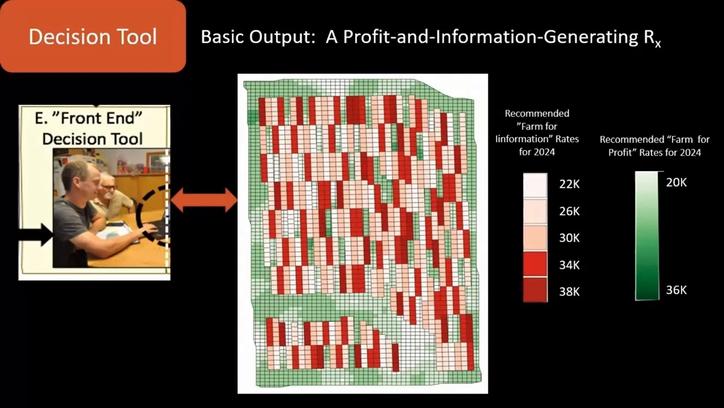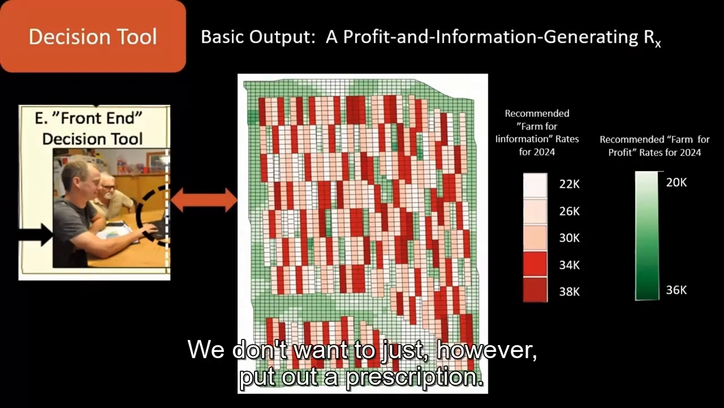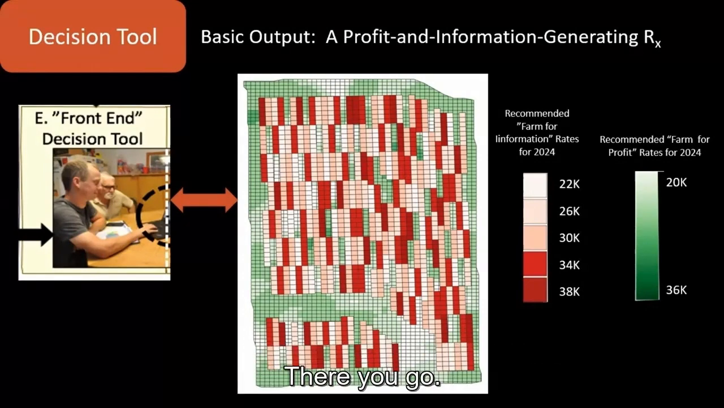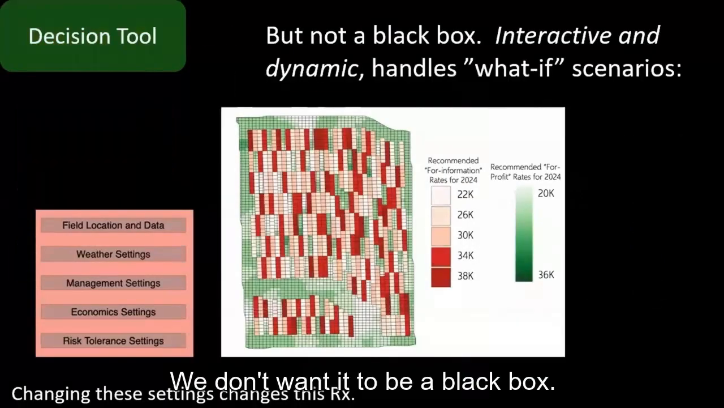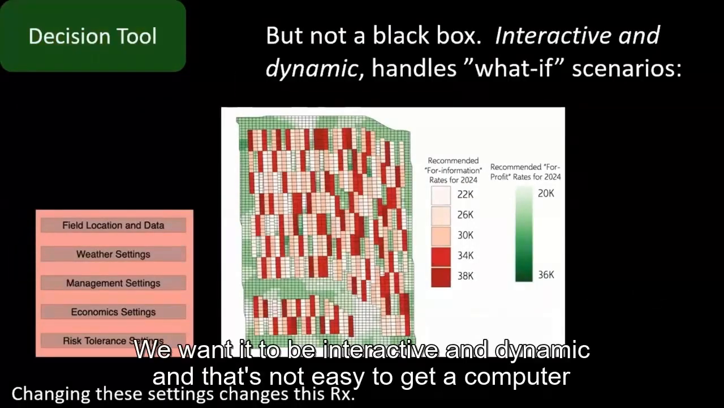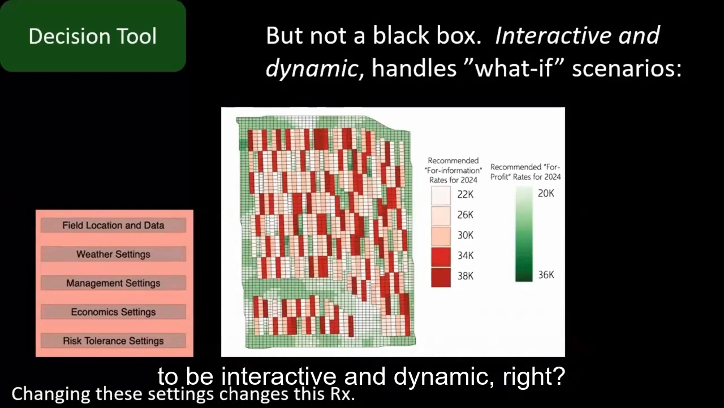All right. We don't want to just, however, put out a prescription. There you go. There's what you're doing. We don't want it to be a black box. We want it to be interactive and dynamic. And that's not easy to get a computer to be interactive and dynamic, right?